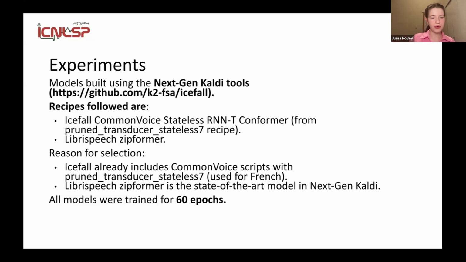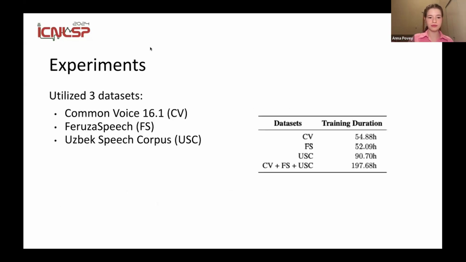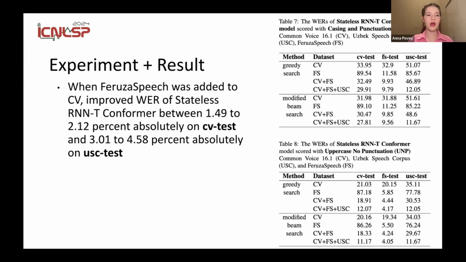We also chose the LibriSpeech Zipformer because it is the current state-of-the-art model in next-gen Kaldi, and it is what the team recommended. All of our models were trained for 60 epochs. We utilized 3 datasets: the CommonVoice dataset, the FeruzaSpeech dataset, and the Uzbek Speech Corpus. And we trained our models using a combination of these datasets.